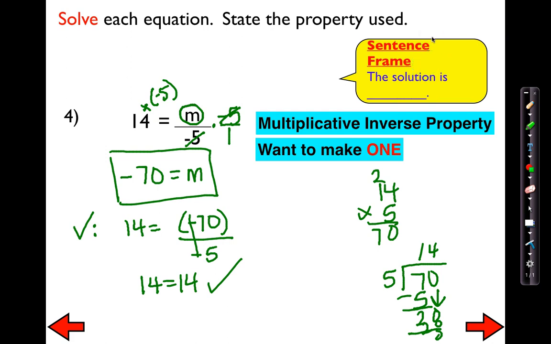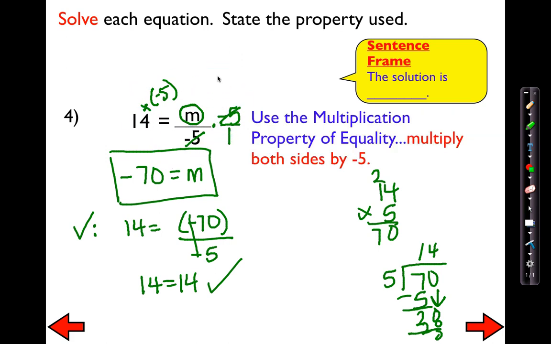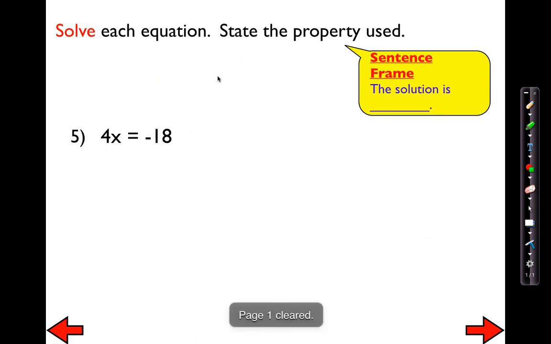So here, what property did we use? Well, we multiplied both sides by negative 5. So I'm going to say that we used the multiplication property of equality. Okay, so at this point, what I'd like you to do is pause the video and try number 5 by yourself.